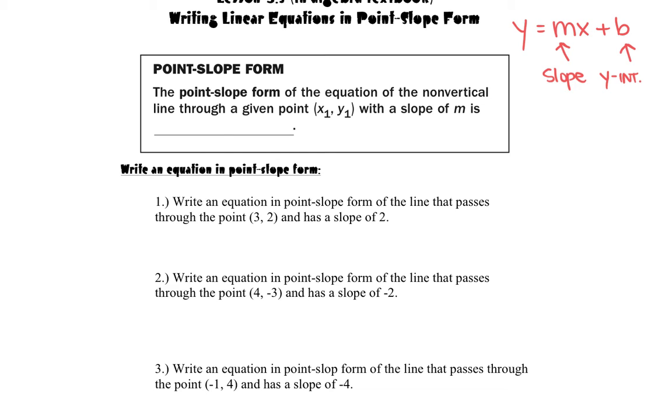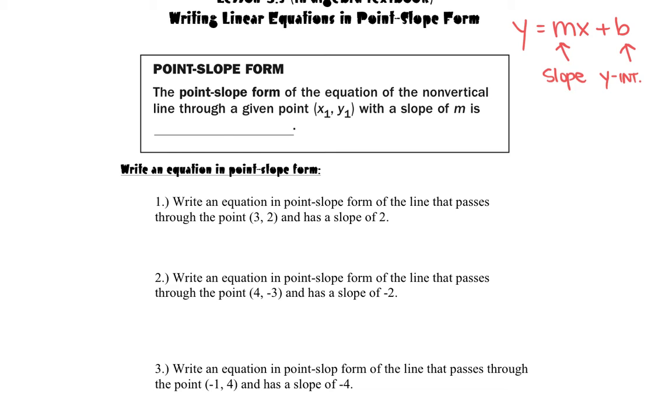But the point now does not have to be the y-intercept. It could be any point that is on the line. So that's the nice thing about this form, it gives us even greater flexibility, in that the point within the equation does not have to be the y-intercept. And so that's what we're going to look at today.